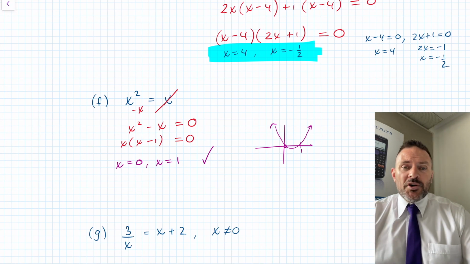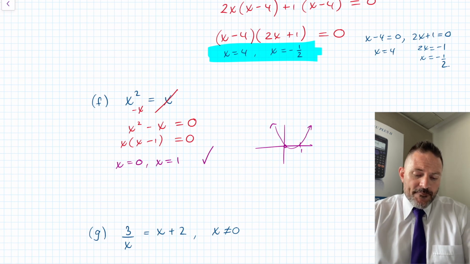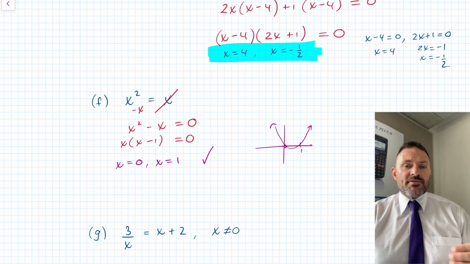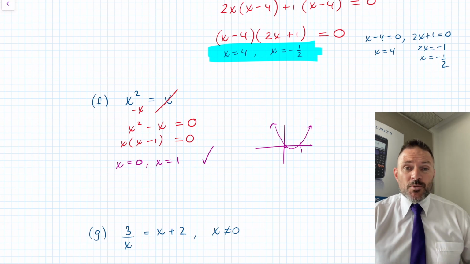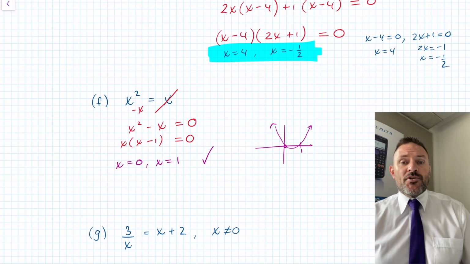Of course, the last question is probably the most challenging. Okay, we have G. We have 3 on x equals x plus 2. It doesn't even look like a quadratic. There's no square there. So why do I know that this is a quadratic?